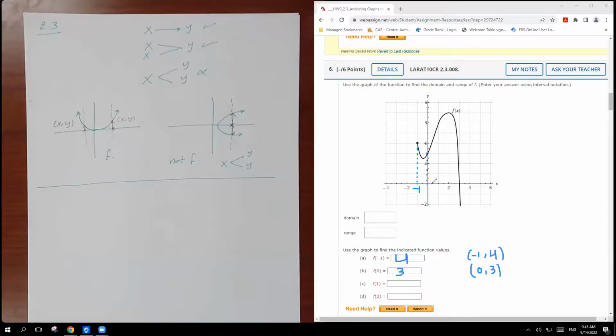f of 1. Here is the 1. And for f of 1, you're going to keep going up until this point, which is 6. So when x is 1, y is going to be 6. So I'm going to type 6 here. f of 2, here is the 2. I'm going to keep going up to the y coordinate, which is going to be 7. So at 2, y is going to be 7. So I'm going to type 7 here.